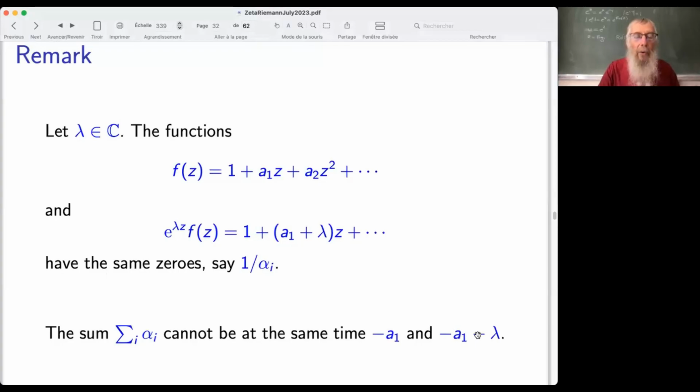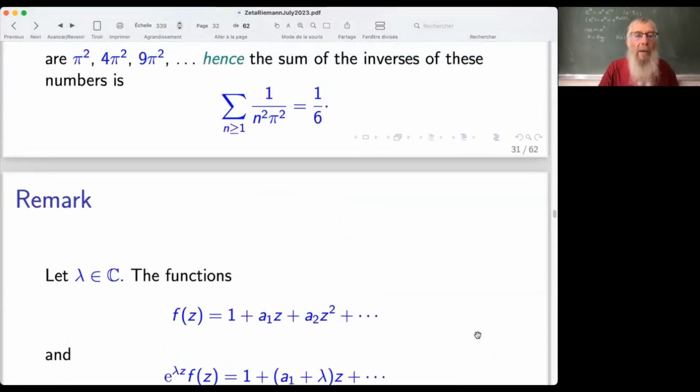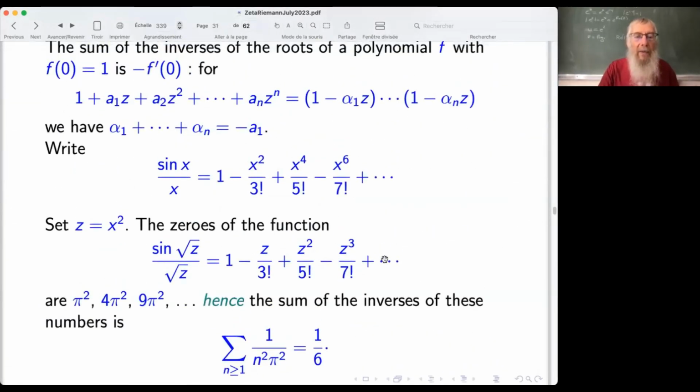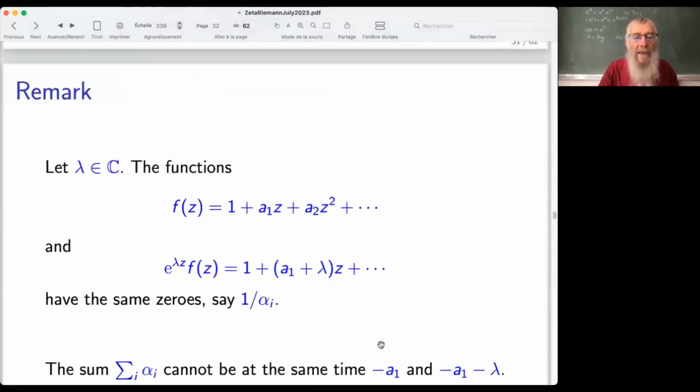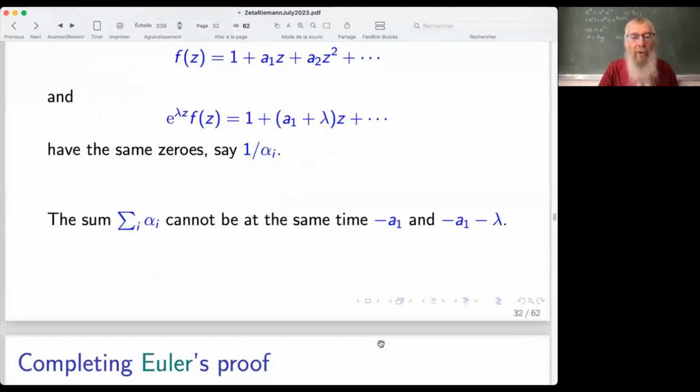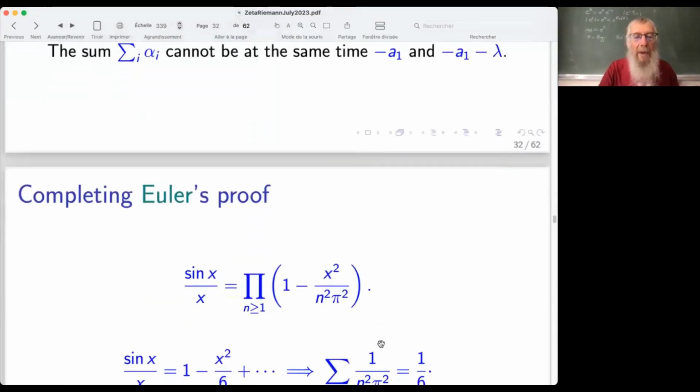So there is something which is not working, because you could replace this function by the product of this function with a function of z which does not vanish, and you would get another coefficient for z. So how to fix this problem? Because the proof is not complete, but the result is correct.